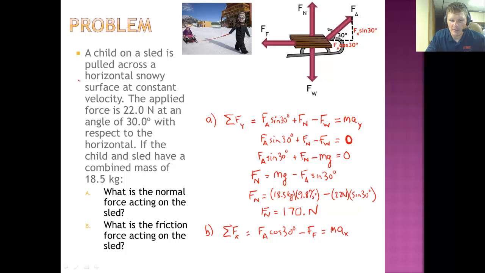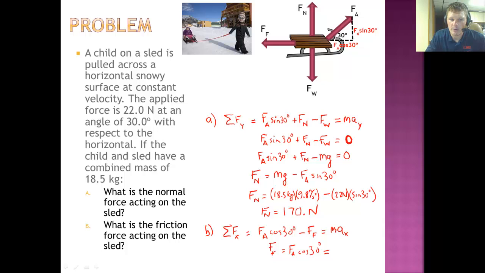Because I'm running a little bit out of space, I'm going to do two steps at once. I know ma sub x is 0, and I want to solve for frictional force, so I'm going to add the frictional force to both sides of this equation to get the frictional force by itself. The frictional force is equal to the applied force multiplied by the cosine of 30 degrees.